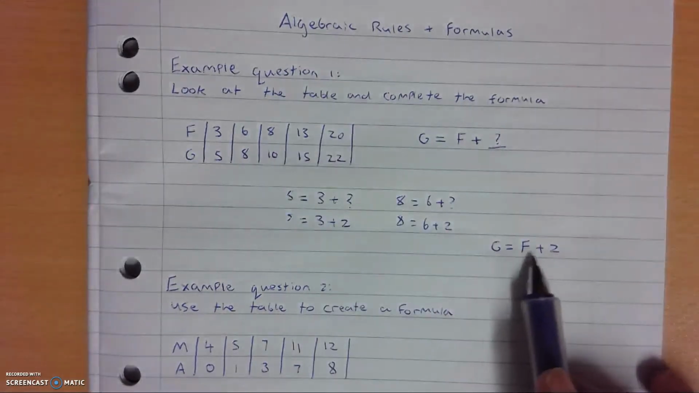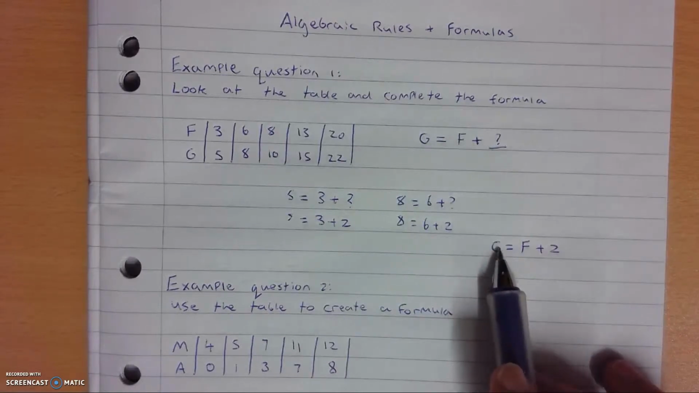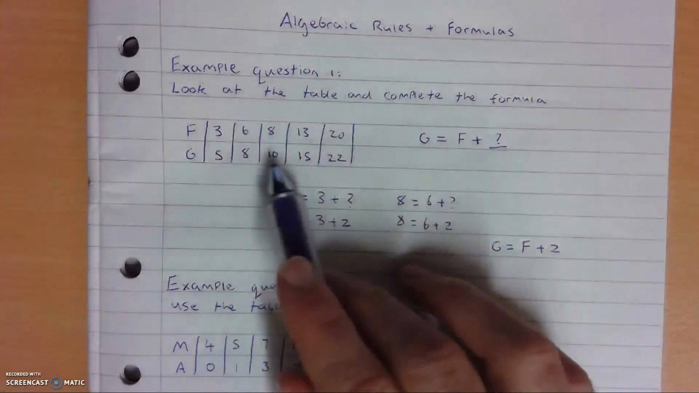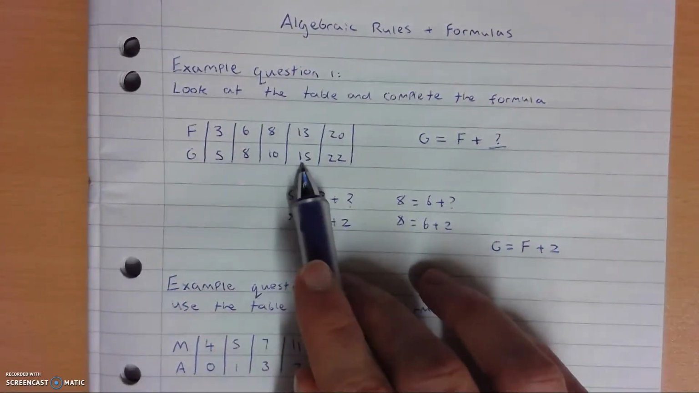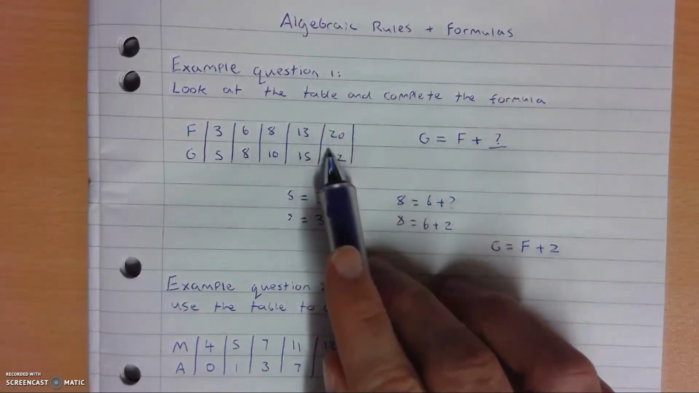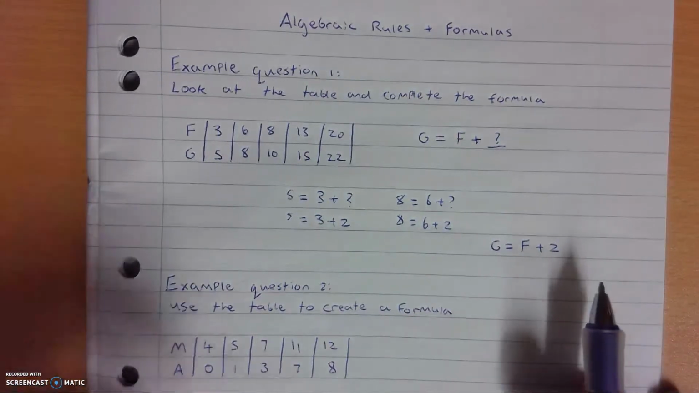Now I'm going to go through and check that, because we know that any G value will equal the F value plus 2. So that means that 10 equals 8 plus 2, which is correct. 15 equals 13 plus 2. And 22 equals 20 plus 2. So therefore I've completed my formula.